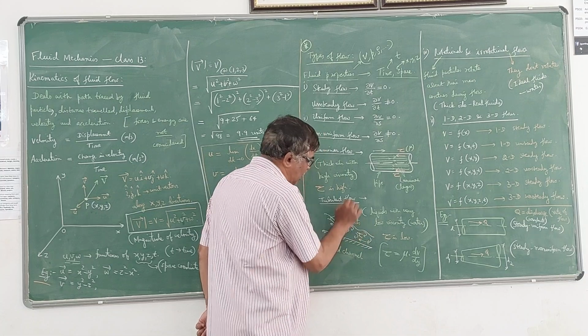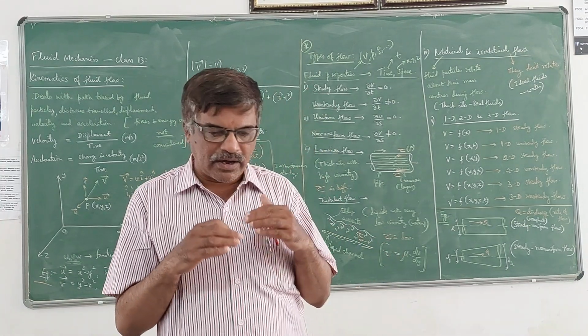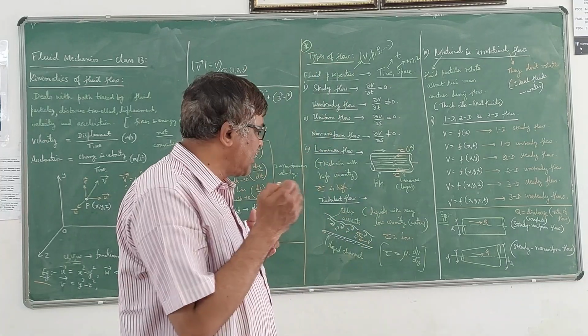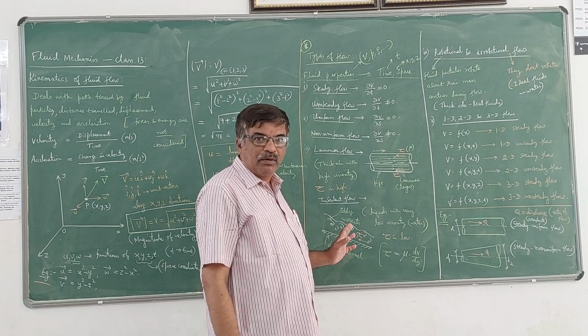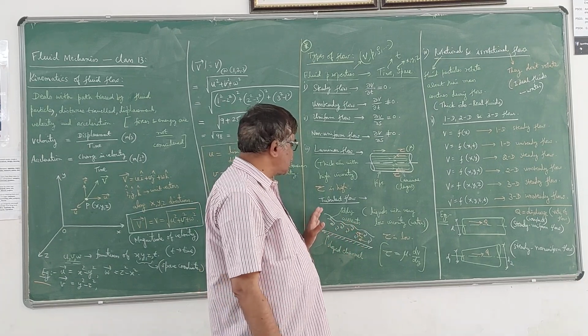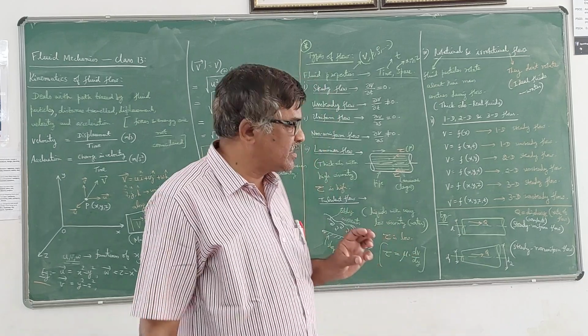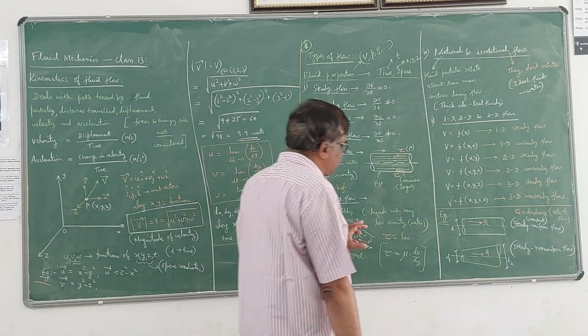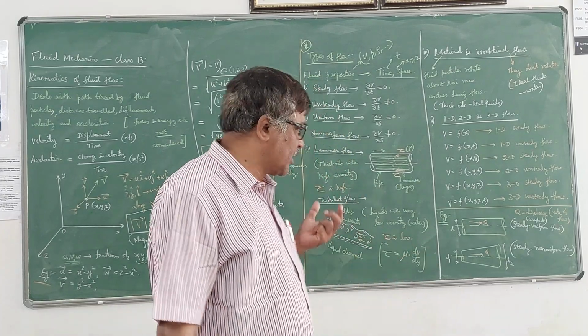If this type of flow occurs, where the flow does not take place in the form of layers or laminae, where eddy currents formation will be there, turbulence will be there, then such a flow is called turbulent flow. So this type of flow can happen in the case of low viscous fluids or ideal fluids, or the best example is water.